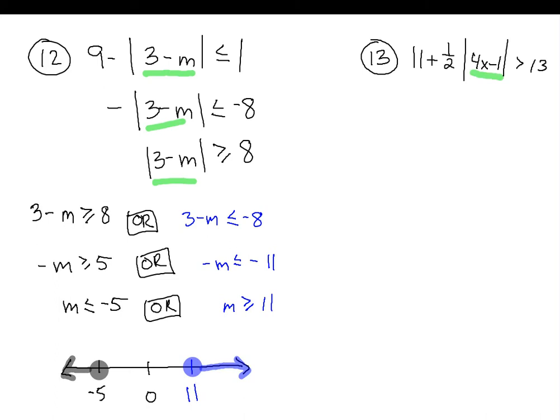For question number 13, we've got a pretty funky looking absolute value inequality. So here we go. We've got 11 plus 1/2 the absolute value of 4x minus 1.